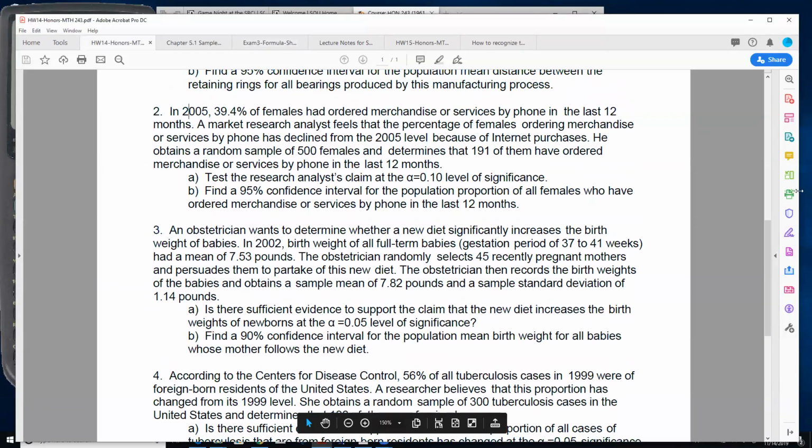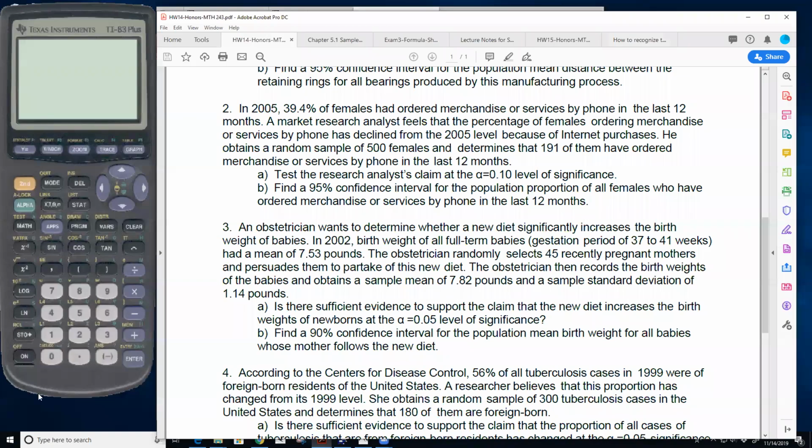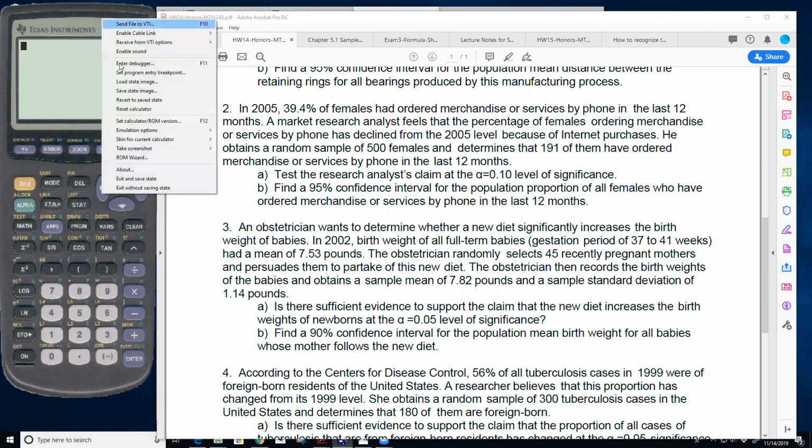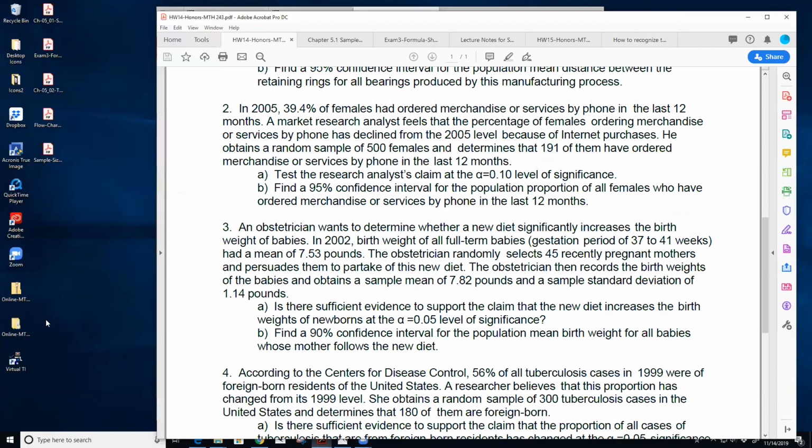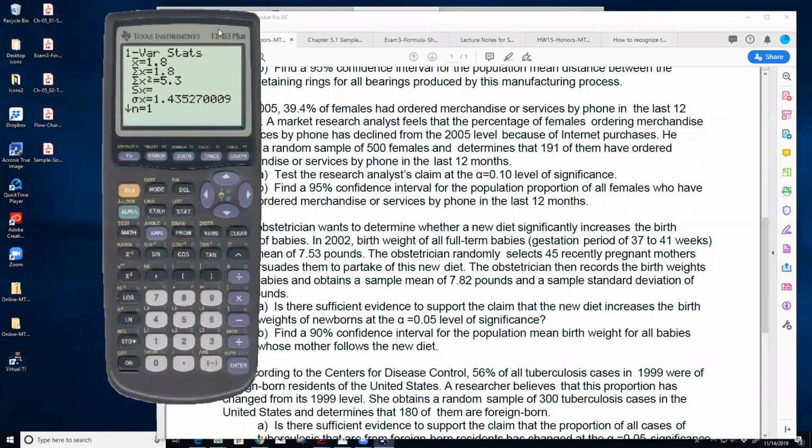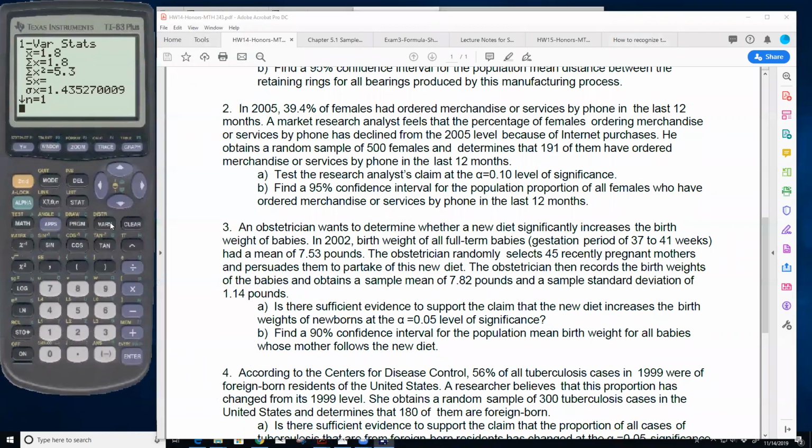I'm going to resize this and get my calculator over here. Oh, there it is. Let's see if it's on. Is it working? No. Sometimes if I leave this on too long, I have to start it up again. There we go. Let's hit the clear key. Now, let's just go ahead and put this into our calculator.